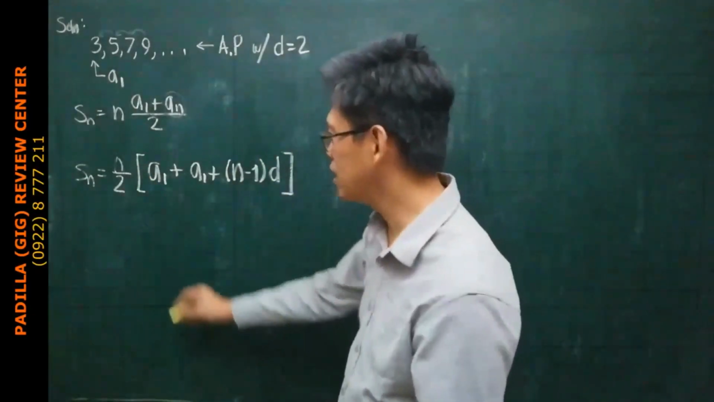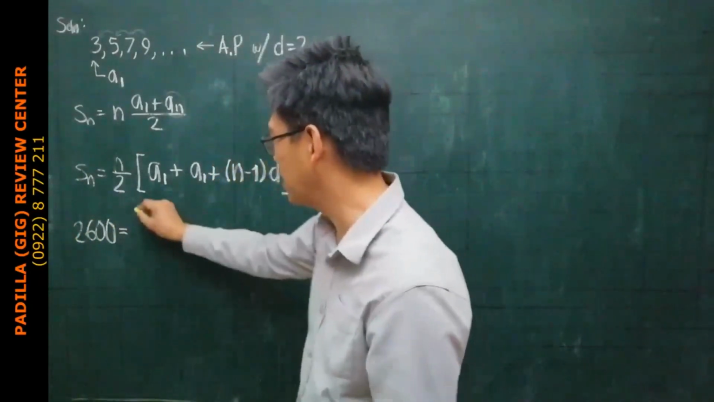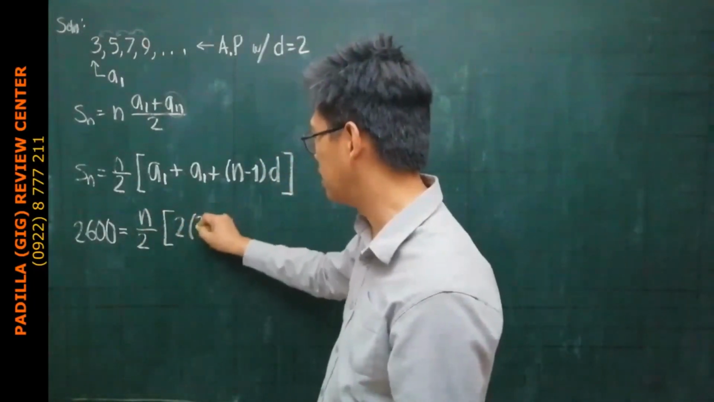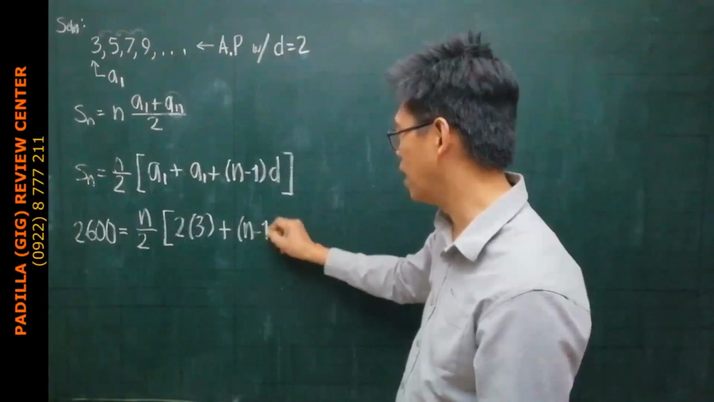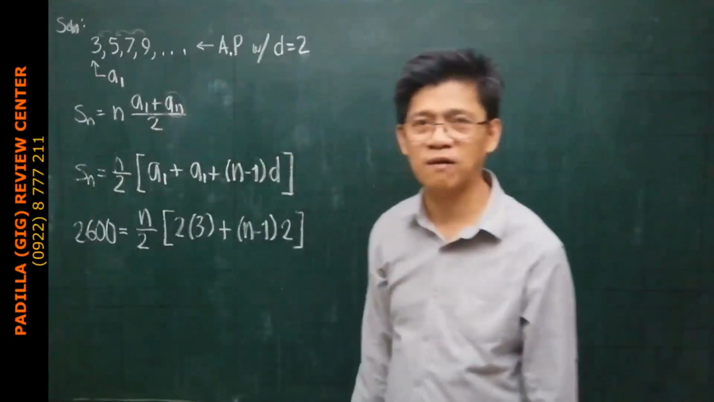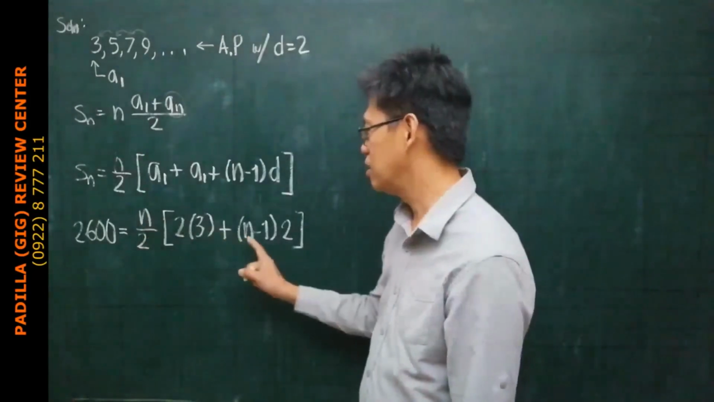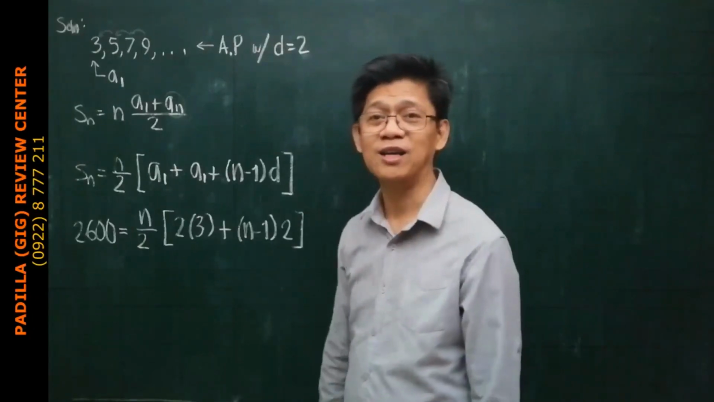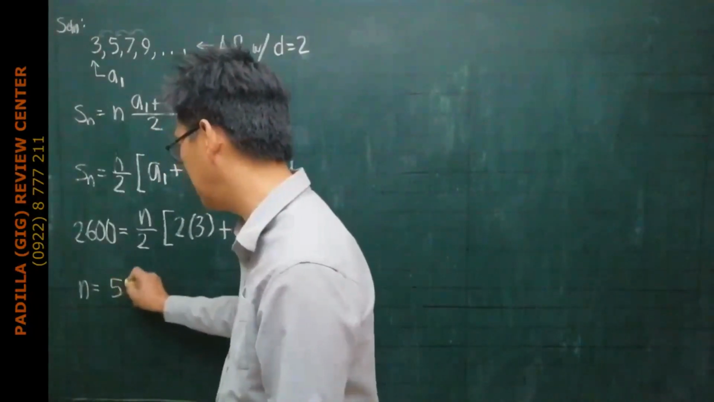Yes. So, substituting the values, you have 2,600 equal to n over 2 times 2A1, where A1 is 3, plus n minus 1 times D, which is 2. So this is one equation in terms of n. Just substitute the values from the choices and you'll get your n. Understood? Whichever of the four choices satisfies it is the answer. Anyway, our n here, if you calculate, is going to be 50.